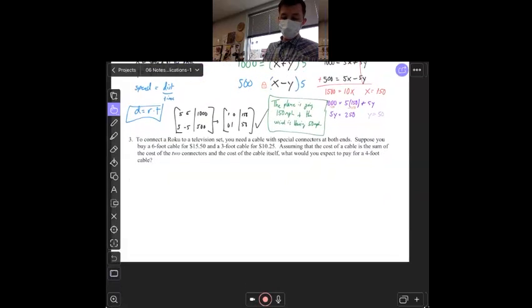What's the last example I want to go over with you guys? Again, what I would do is just read over the problem real quick, just try to get a feel for things. Okay? Connect a Roku to a television set. You need a special cable with connectors at both ends. Suppose you buy a 6-foot cable for $15.50, a 3-foot cable for $10.25. Assuming that the cost of the cable is just the sum of the cost of the 2 connectors and the cost of the cable itself, what would we expect to pay for a 4-foot cable?